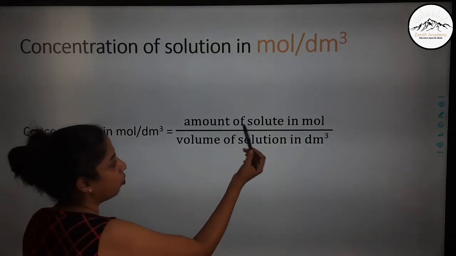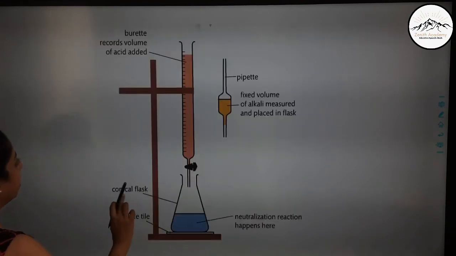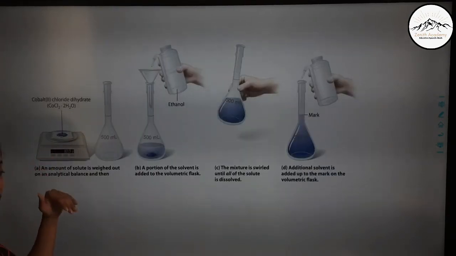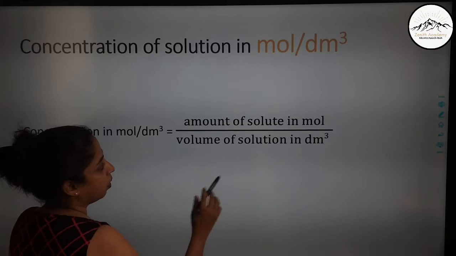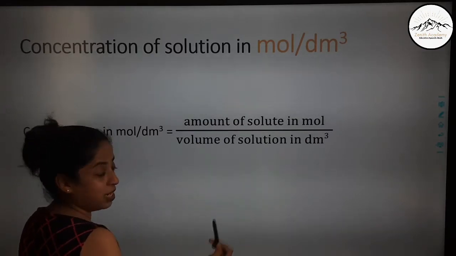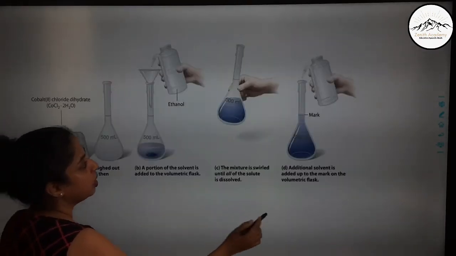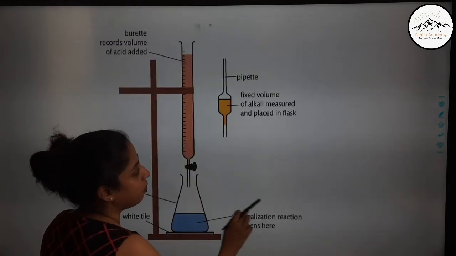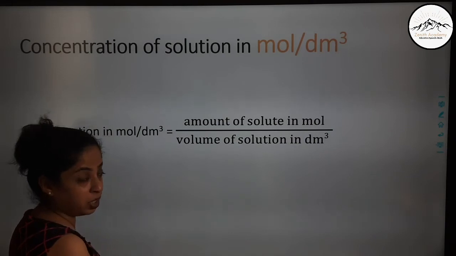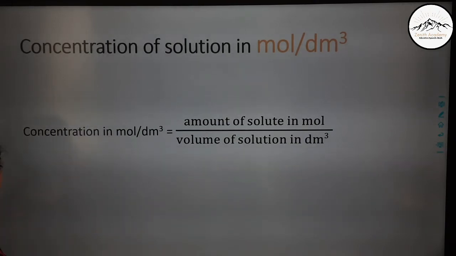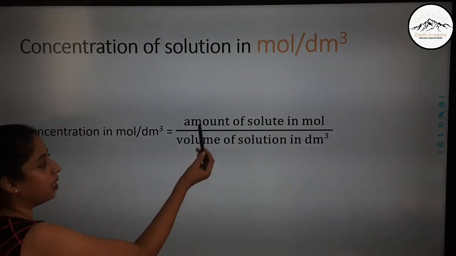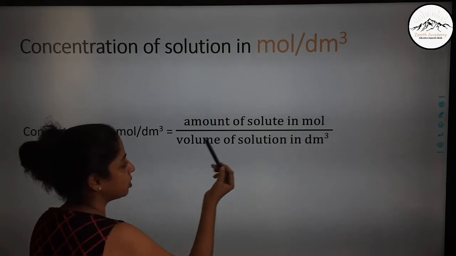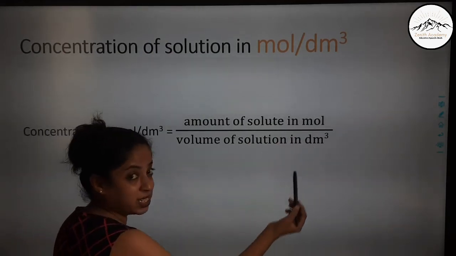We take the amount of the solute in moles. Here we have taken the amount in grams, so we convert it into moles. And then the volume of solution in decimeter cube. Here you can see the volume was in milliliter, which is centimeter cube, so we divide by 1000 and make it into decimeter cube. So the first formula of titration calculations is concentration in moles per decimeter cube, which is calculated by dividing the amount of solute in moles by the volume of solution in decimeter cube.